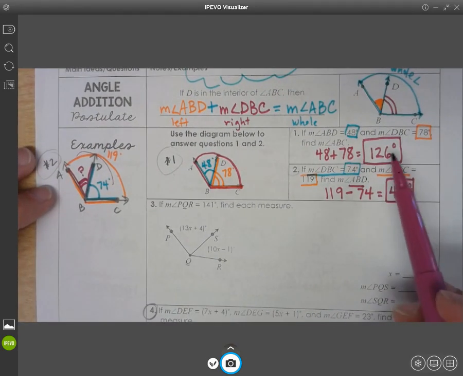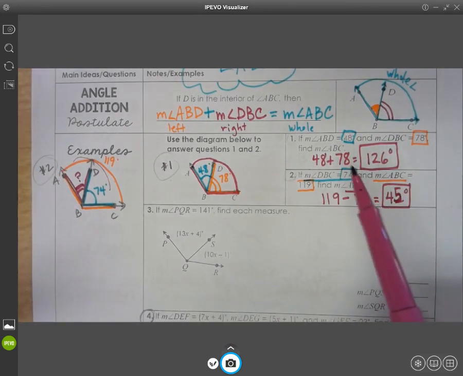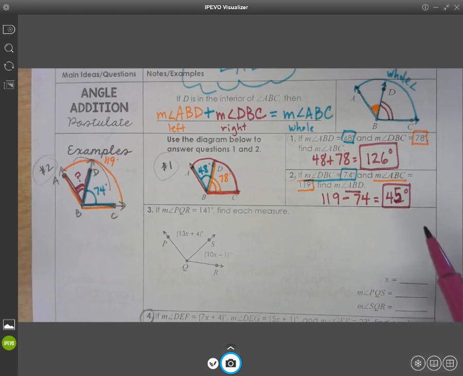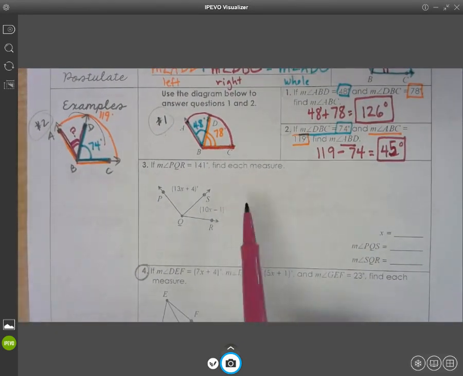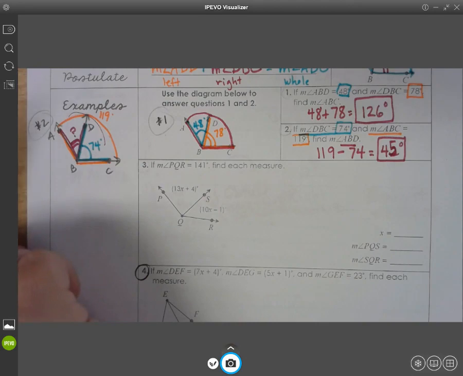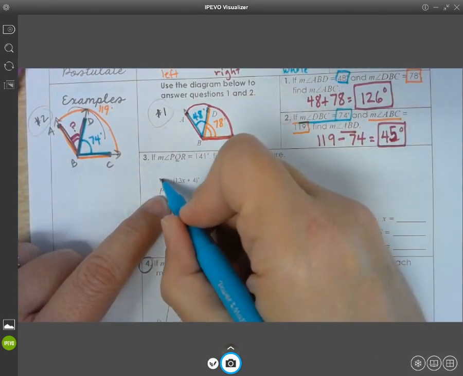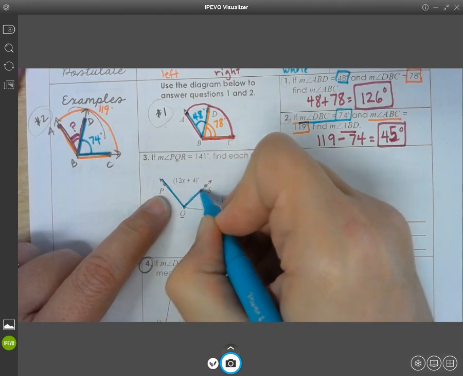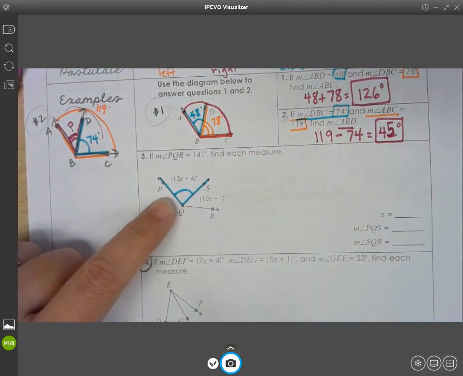Okay, so when you just have numbers for the measure of the angles, it's pretty simple. It's either add or subtract, depending on what you're given in your picture, but you won't know that until you label your picture. So make sure you label, okay? And then the other way we could ask it is with a little bit of algebra, okay? So on this problem, they've already labeled for us. So I'm going to color this in. PQS, that's this angle right here, is 13x plus 4.